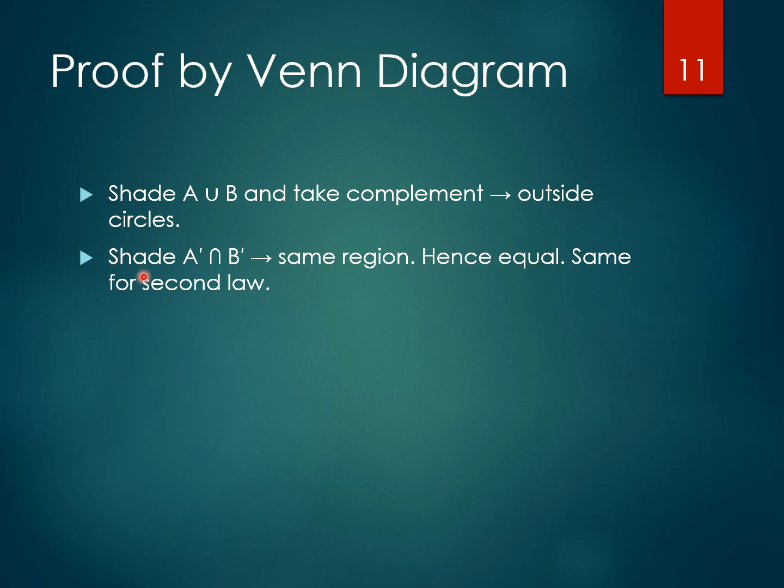Now, let's prove the first law using a Venn diagram. If we shade A union B and then take the complement, we get the outside area of both circles. Now shade A complement intersection B complement, which means outside A and outside B. You will see both regions are exactly the same. Similarly, the second law can also be proven. So De Morgan's laws are verified.